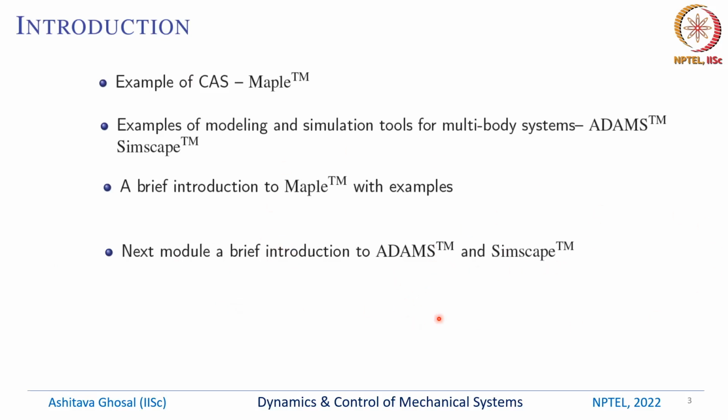Adams and Simscape are basically modeling and simulation tools where we can model a multibody mechanical system and then ask it to simulate. Basically, we can solve equations of motion for given initial conditions and for given parameters of the mechanical system and find how the mechanical system moves.